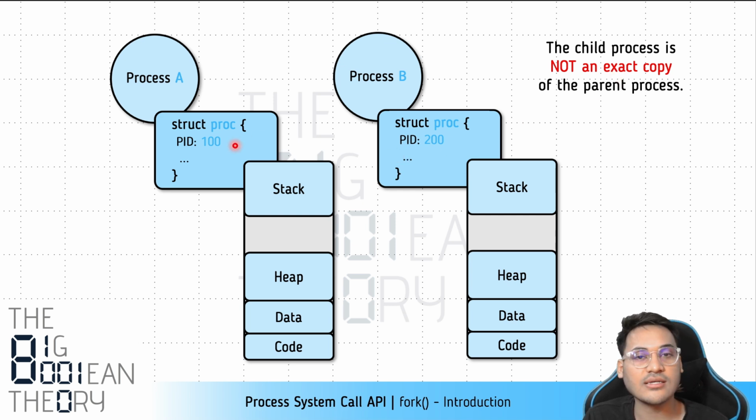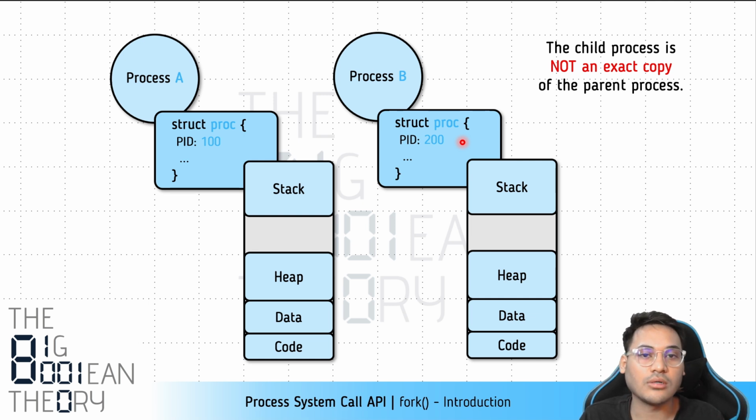As you can see in this example, the PID of process A is 100 and the PID of process B is 200. As you know, the process ID is a unique integer. It's a unique identifier which is used to distinguish between all of the processes that reside in the computer system. So even if the new process is a copy of the original one, some fields like the process ID would be unique to that process. So there are minor differences, and the child process is not an exact copy of the parent process.